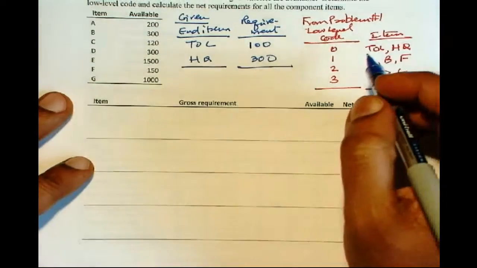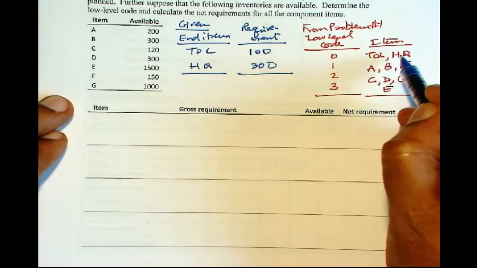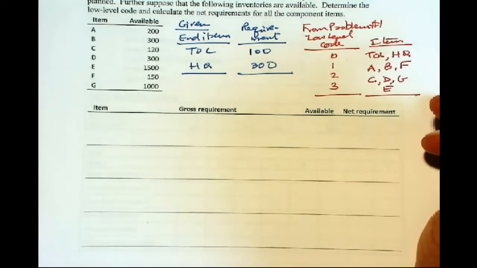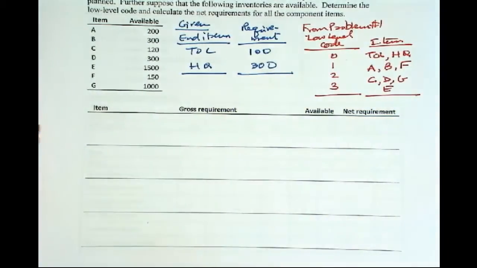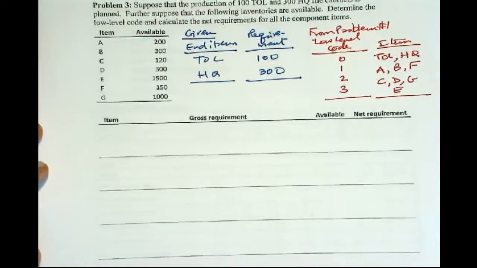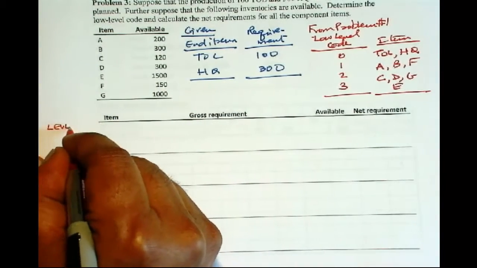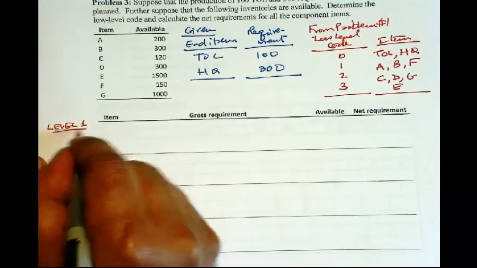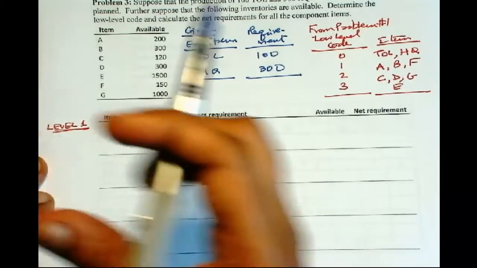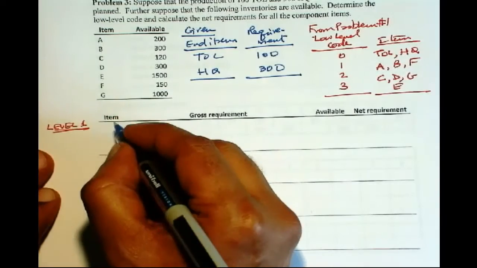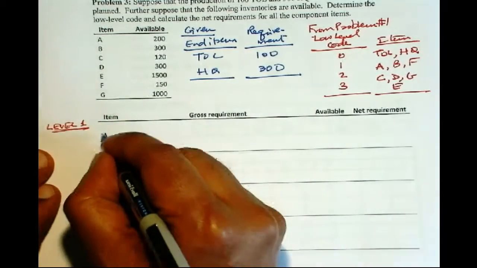So we already have the requirements for the level 0 items, TOL and HQ. So let's start with now level 1 items. And within a given level, it doesn't matter in which order. You can do it in any order you want. So we'll start with A.